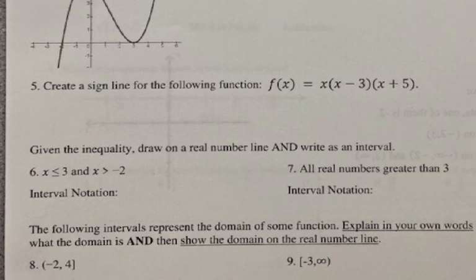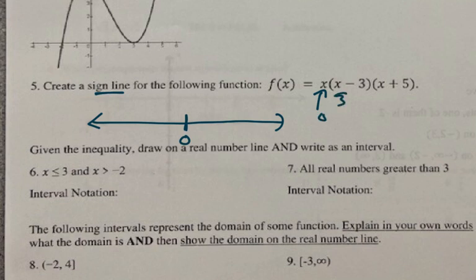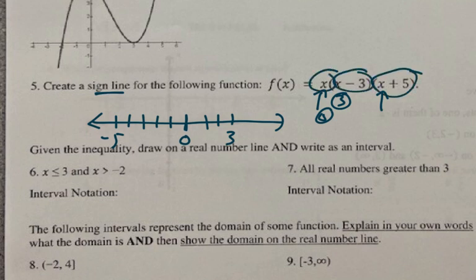On number 5, we're supposed to create a sign line. So basically, all you have to do is make a number line. Notice right there, 0 is a root. We know right there that 3 is another root. And right there, we know that -5, 1, 2, 3, 4, 5, is my third root. So we have 3 single roots. So it's going to be a cubic function. But anyways, here's how you do the sign line.